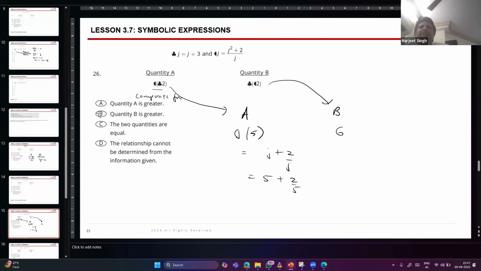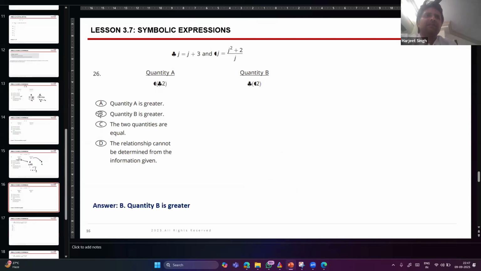Okay. So which is greater? B. All right. Simple, right? Just the knowledge of composites is enough.